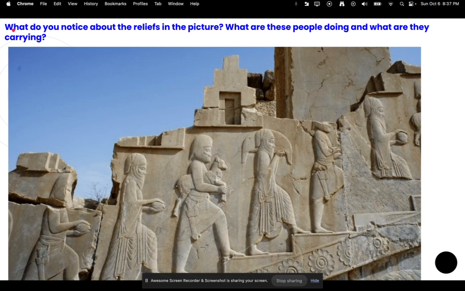So here's a question for you. What do you notice about the reliefs in the picture? What are these people doing and what are they carrying?